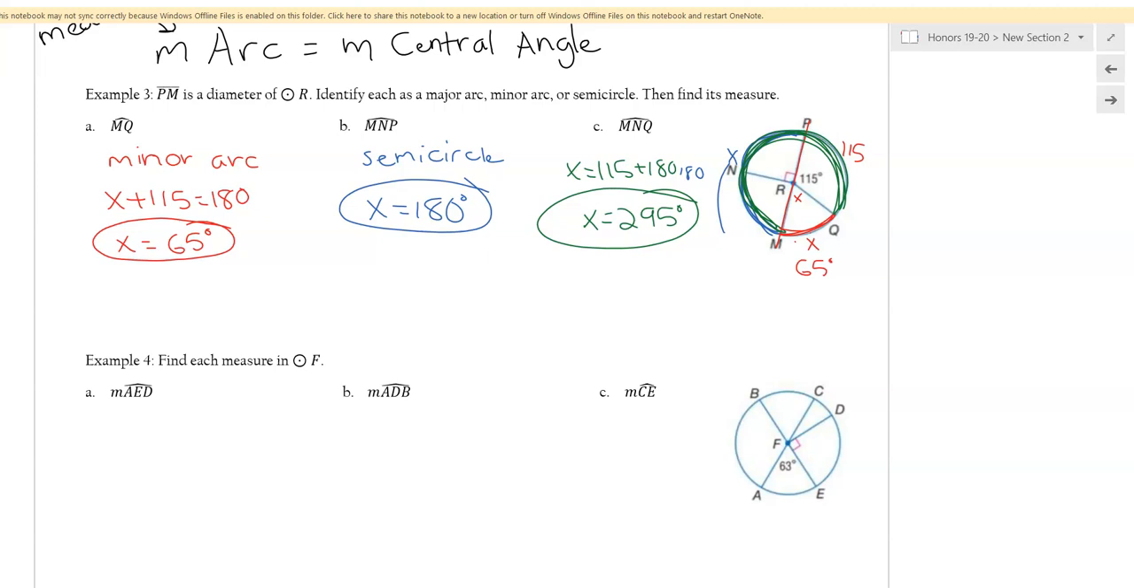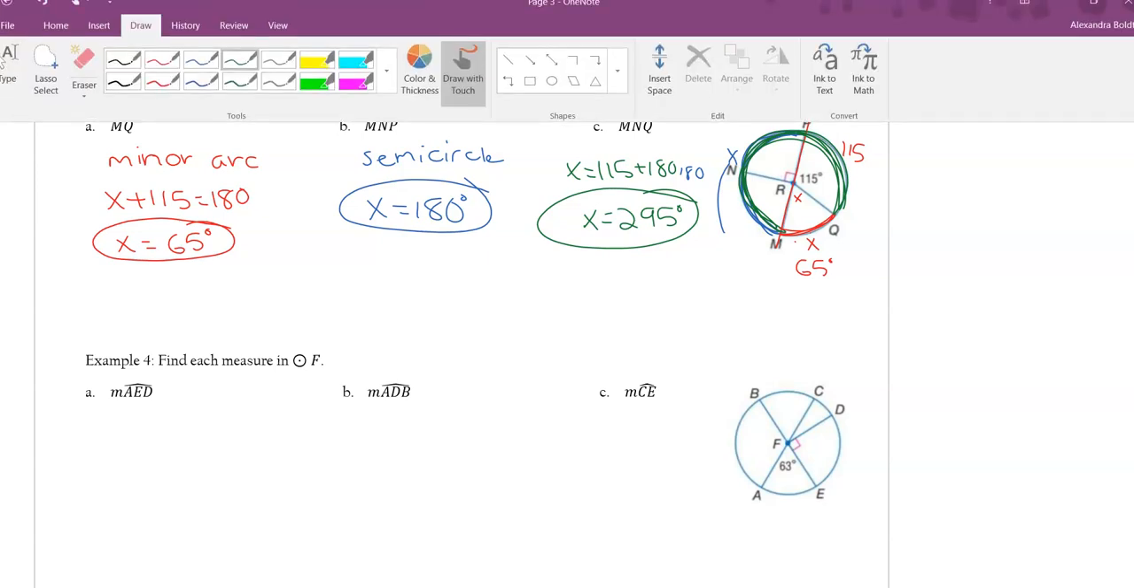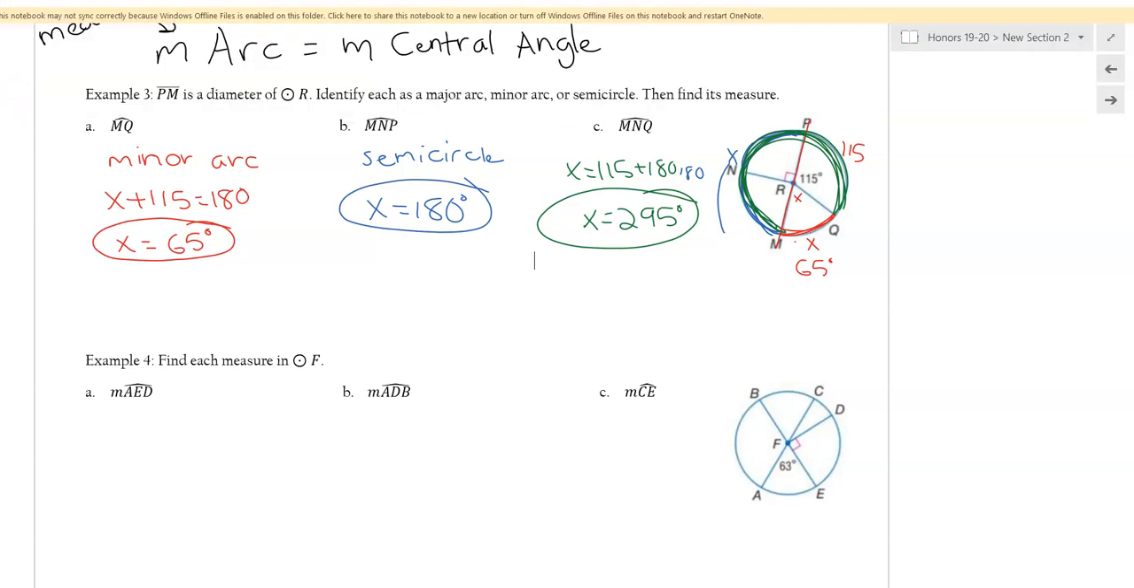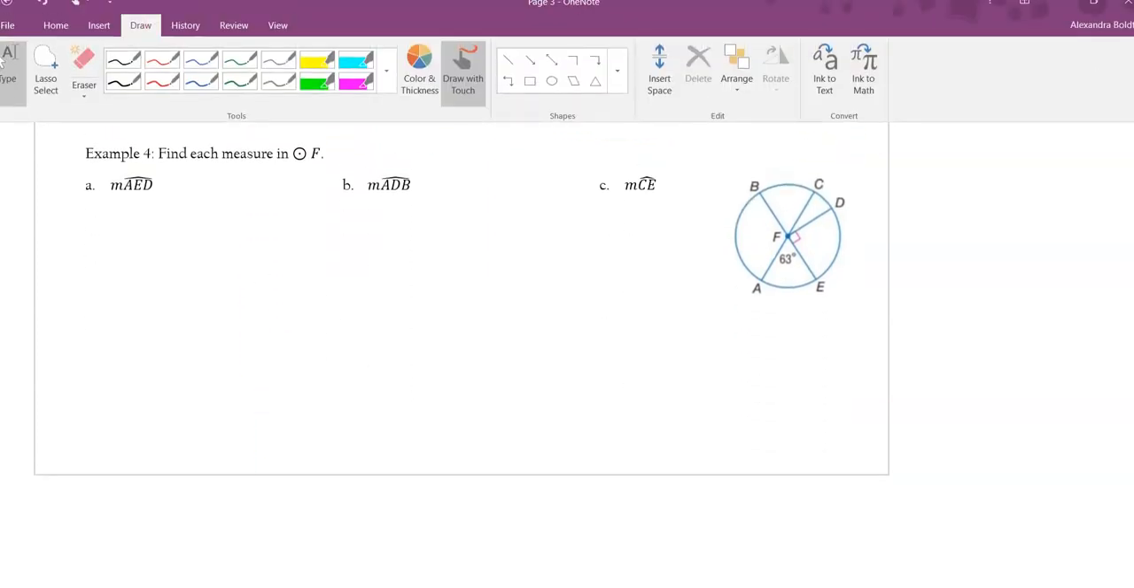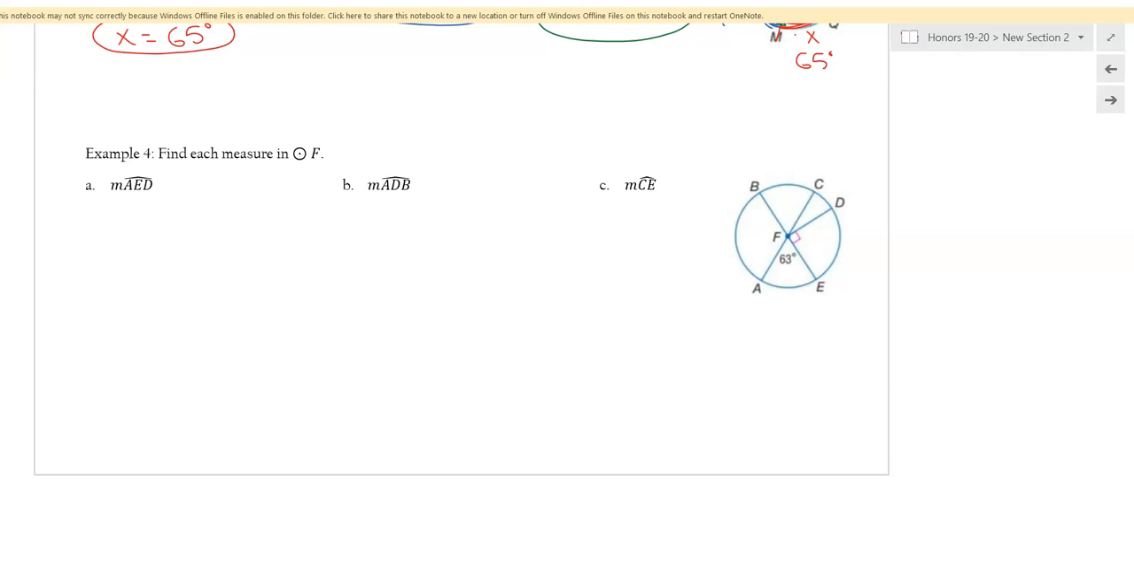So it's kind of just adding up all of your pieces to find the measure of these arcs or angles or whatever we have. Right? So let's look at example 4. Find each measure. So the measure of A to E to D. Well, this is 63, and this is 90 because of that square. So I'm going to add them both together.